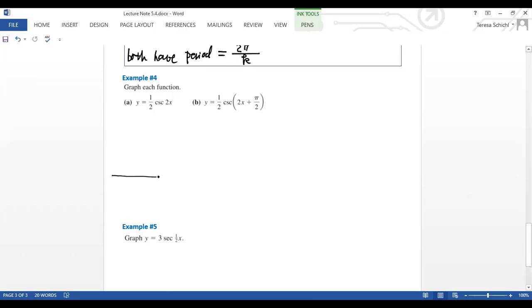Let's go back to the parent function cosecant. This is pi over 2, this is pi, this is 3 pi over 2, this is 2 pi, this is negative pi over 2, this is negative pi. So I know my cosecant asymptotes will be at pi over 2 and here.